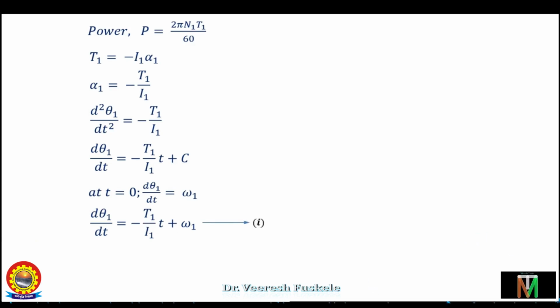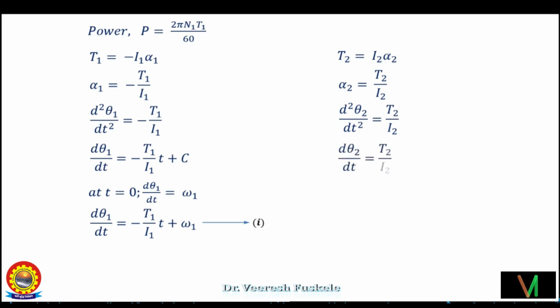Similarly, for the driven shaft, we can write T2 is equal to I2 alpha 2. Here it is positive because the speed of the driven shaft will be increasing and it will be accelerating as it is engaged with the driving shaft. Similarly, we can write alpha 2 is equal to T2 upon I2, and alpha 2 is nothing but angular acceleration, so d2 theta 2 upon dt2 is equal to T2 upon I2. As previously done, integrating this, we have d theta 2 upon dt is equal to T2 upon I2 t plus c dash, where c dash is the constant of integration.